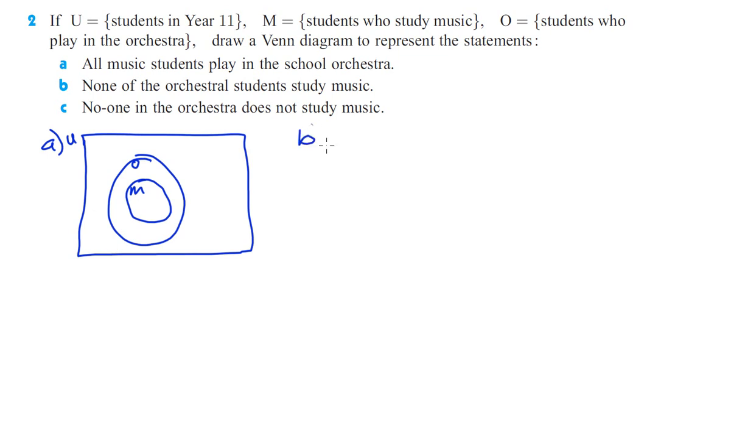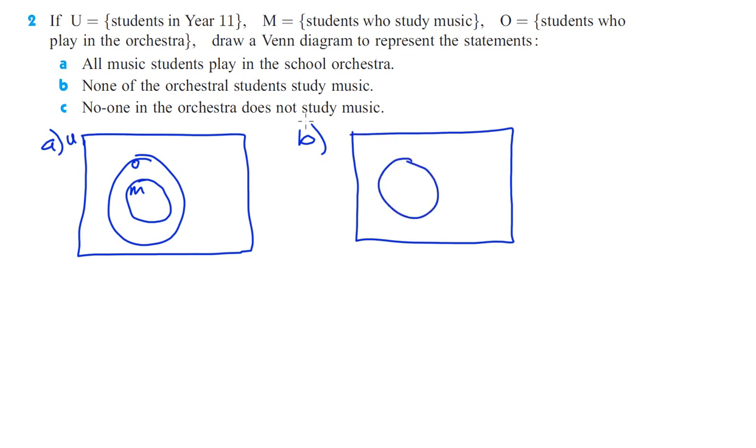All right. So this one we've got none of the orchestral students study music. So on this one here, we've got orchestral students, none of them study music. So all the orchestra kids would be here, and then all the music students are going to have to be here, because none of the orchestra students are studying music.